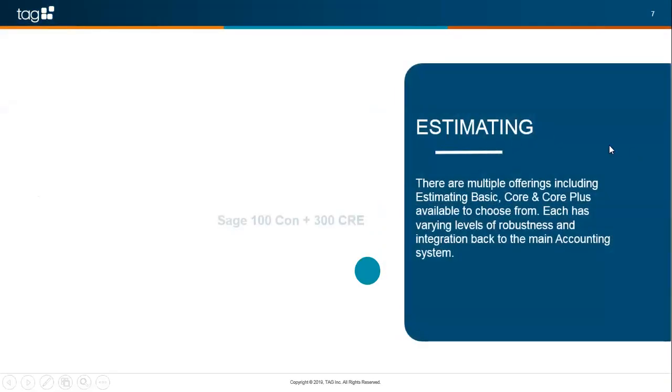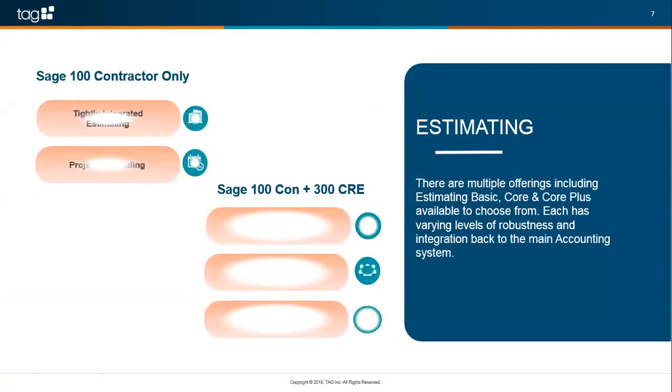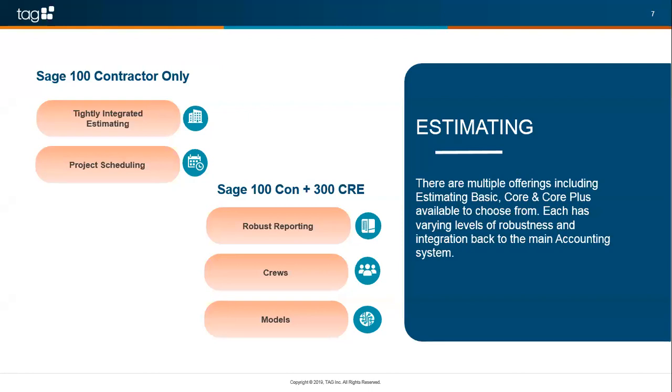Okay, estimating is also a big topic when we're talking and comparing 100 to 300. So with estimating, you have some options. Sage Estimating has its own product that has two options, Core and Core Plus. It has robust reporting. You can estimate with crews or models. So that's something that is available in Sage Estimating.